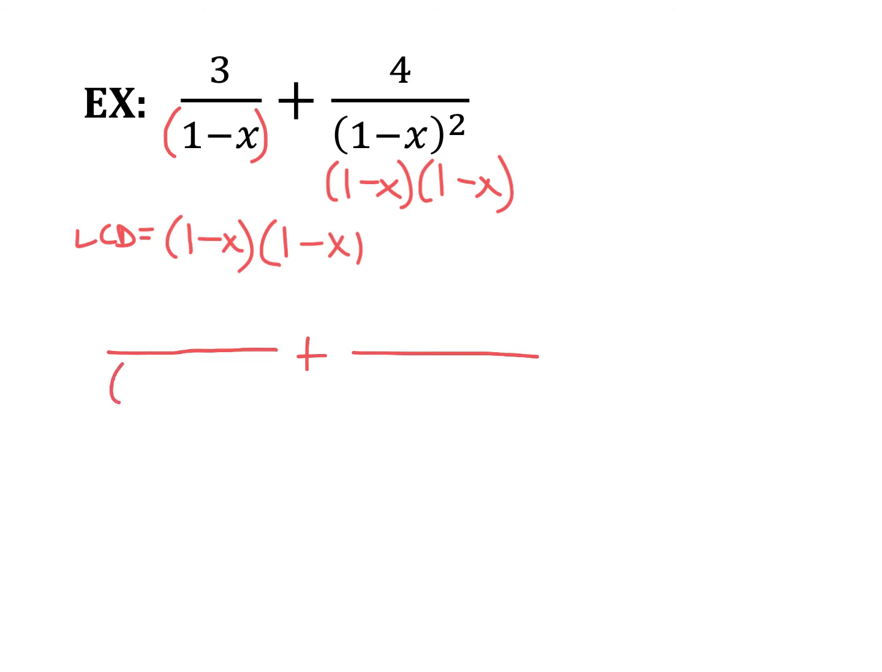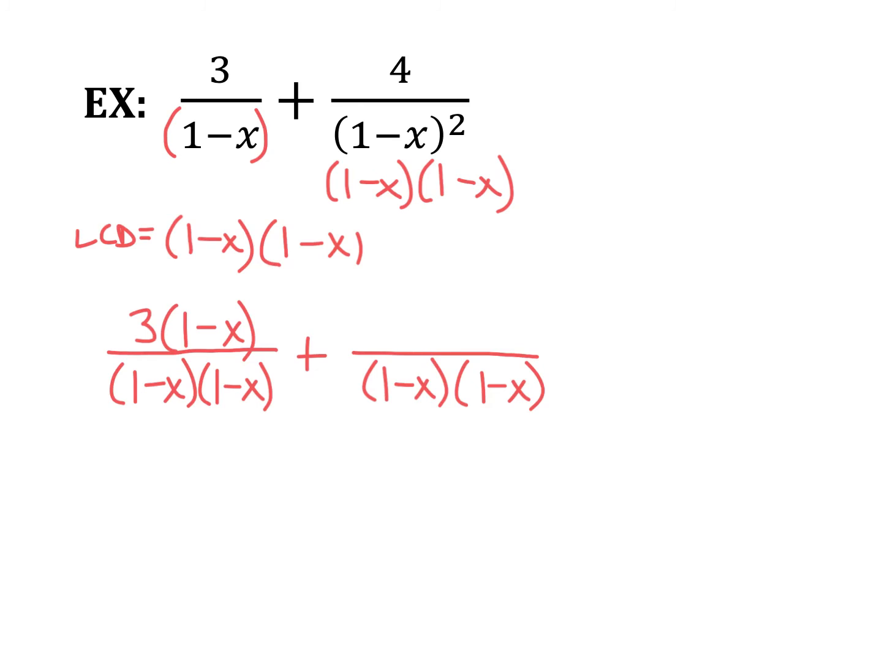All right, so once we have our least common denominator, let's rewrite both rational expressions, or both fractions, in terms of the new least common denominator. So the least common denominator is 1 minus x times 1 minus x. In rewriting this first rational expression in terms of its new least common denominator, the original denominator was 1 minus x. The least common denominator is 1 minus x times 1 minus x. Well, to get from a denominator of 1 minus x to a denominator of 1 minus x times 1 minus x, we need to multiply by 1 minus x. So whatever we multiply the denominator by, we'll multiply the numerator by. So our numerator will be 3 times the quantity 1 minus x.